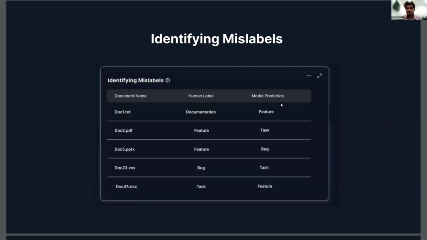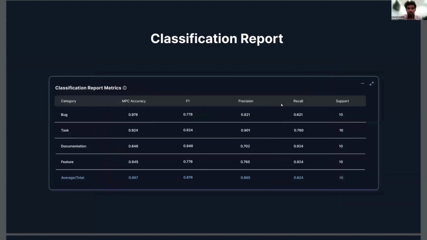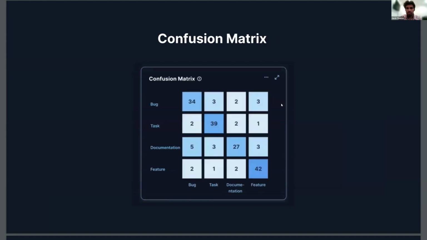Identifying mislabels. This is another feature of the Anode product in which it helps you to distinguish the annotations which are done by a human labeler and the annotations or predictions made by the model. And you can compare at each document level what is being mislabeled, and it helps you to improve the performance of your model as well. At the end, we generate the classification report with all the different evaluation matrix along with the confusion matrix.